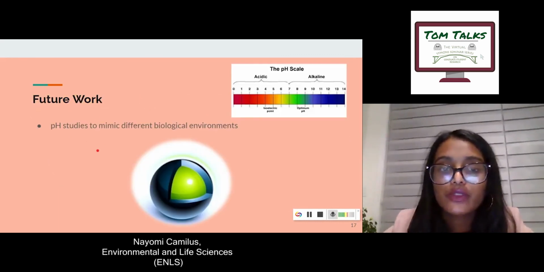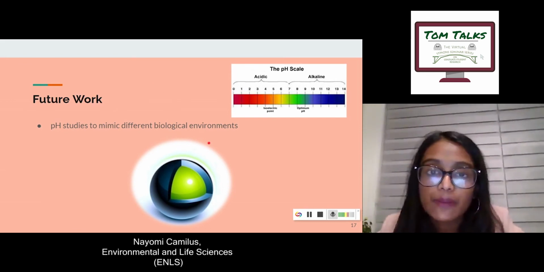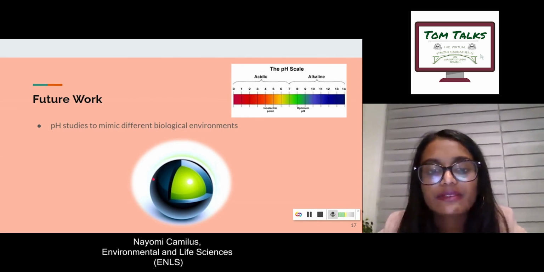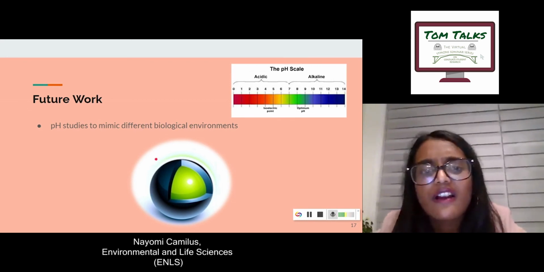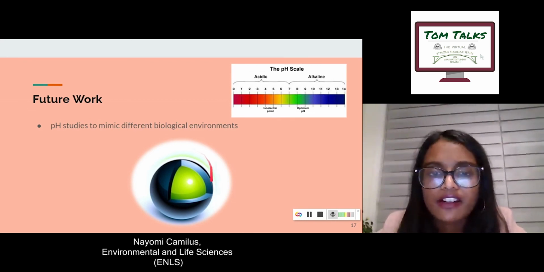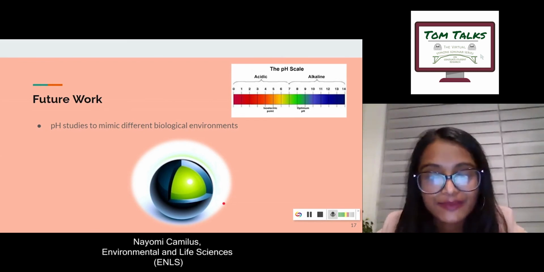In terms of future work, we hope to conduct pH studies to mimic different biological environments. This will help us to see how pH affects the makeup of the carbon dots, how it affects the interactions between the amino acids and the carbon dots, and possibly how they decrease in response. What kind of interactions could be happening between the nitrotyrosine and carbon dots that allow it to decrease the response, and to understand it even further.